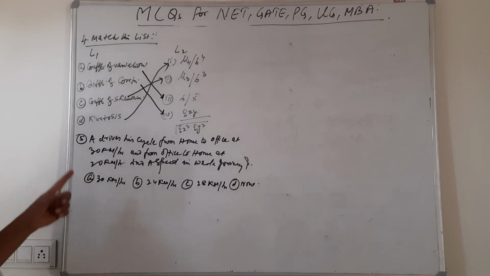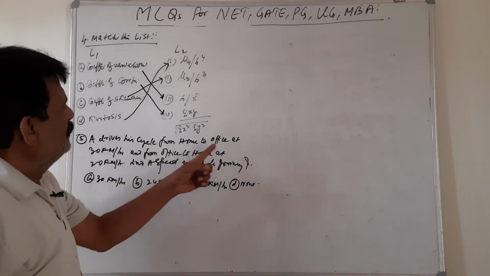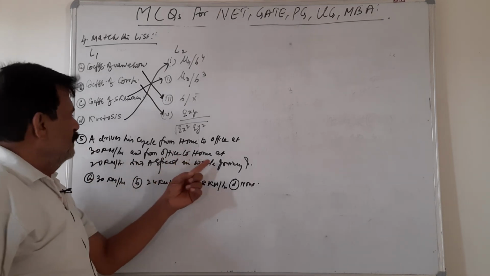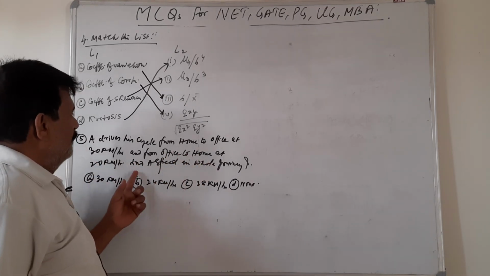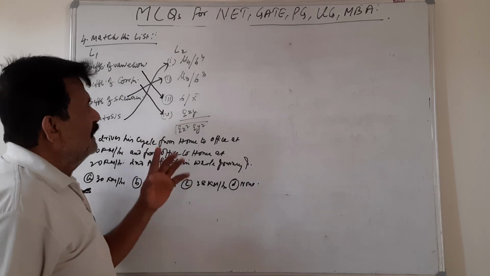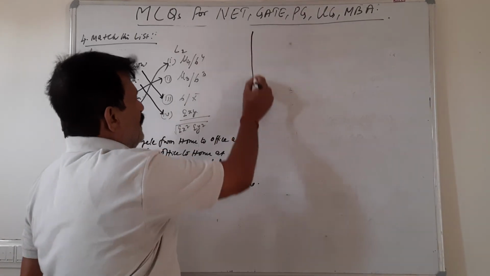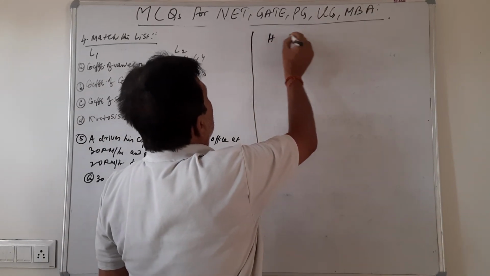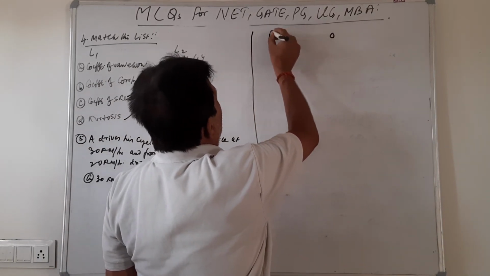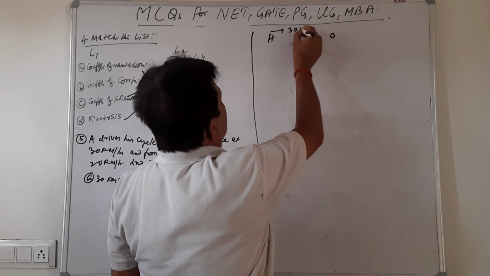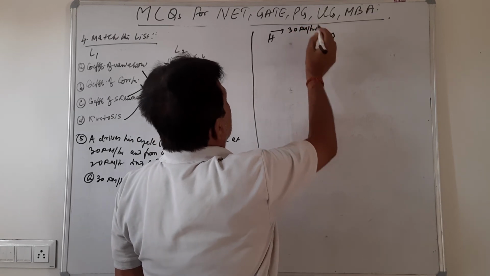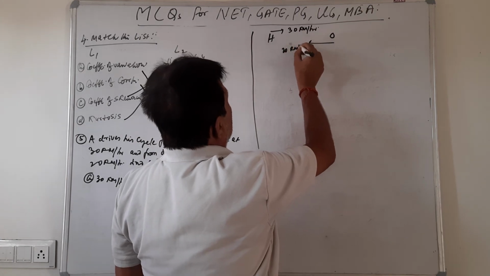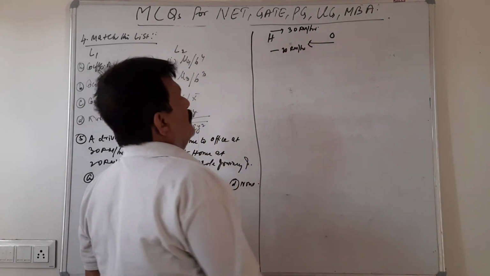Now number 5: A drives his cycle from home to office at 30 km per hour and from office to home at 20 km per hour. Find the average speed in the whole journey. Most often such questions are asked. While going from home to office, the speed was 30 km per hour, and from office to home it was 20 km per hour.